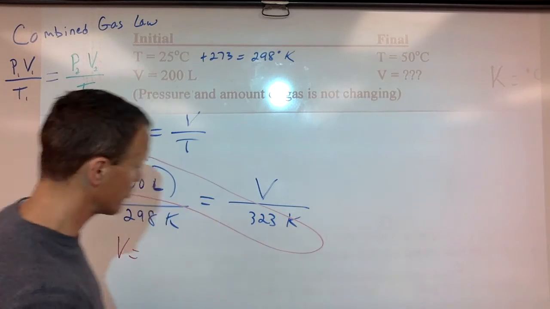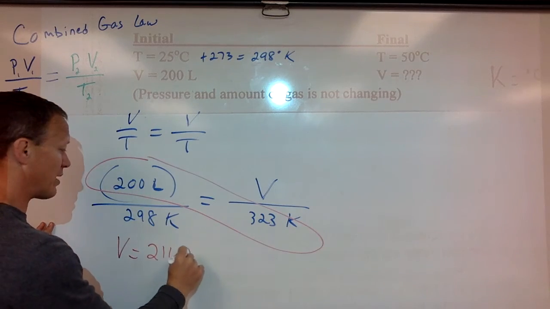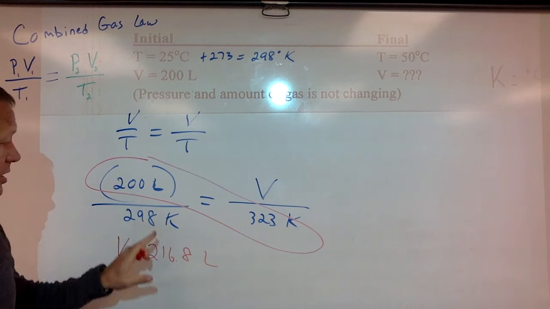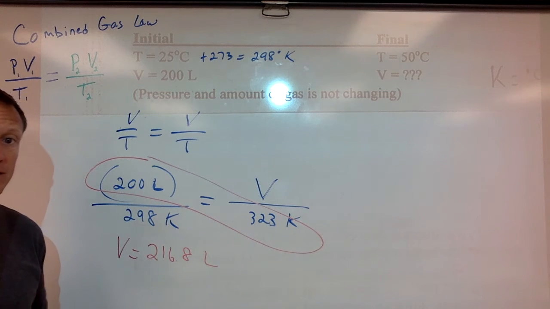Our volume ends up being about 216.8 liters. One decimal place is good for these problems. Again, it got a little bit bigger. It was 200 liters. It's now almost 217 liters because the temperature got hotter.